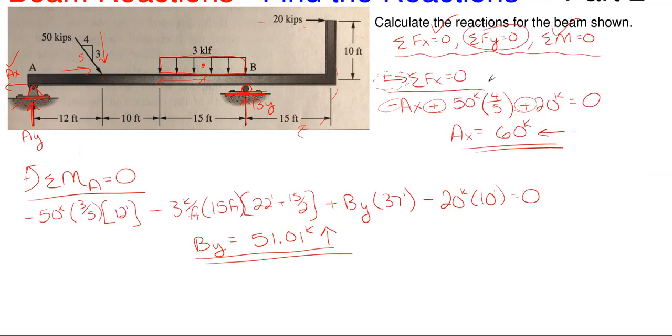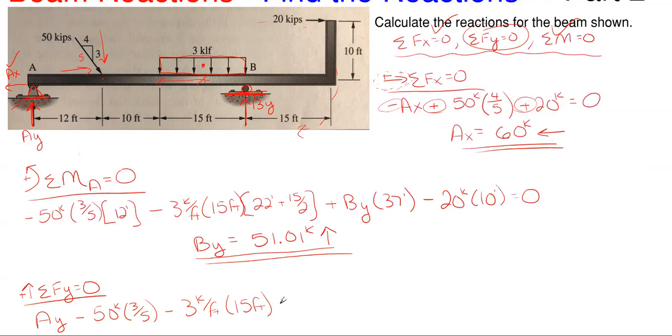Now let's use our last one, sum of Fy, to get our A sub Y. So taking up forces as positive in the y direction, I have A sub Y assumed upward, so it's positive. The 50 kips portion will be going downward, and to get it into the vertical direction, it'll be multiplied by 3/5. And then we have the uniform load. It will be going downward, so it's minus 3 kips per foot times the distance it runs, which is 15 feet.